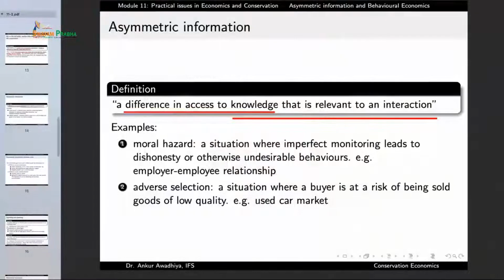And whenever we have a situation of asymmetric information, we start to observe problems. Problems such as moral hazard or problems such as adverse selection. A situation where a buyer is at a risk of being sold goods of a low quality, such as a used car market. Now, if somebody goes to a used car market to buy a car, then the salesperson in that used car market has much more amount of information about the car that he's selling than the person who has gone to buy the car.